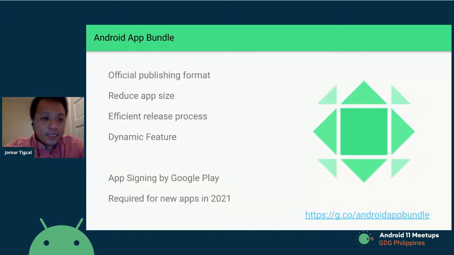So right now, you can publish Android applications with App Bundle and APKs, but starting next year, they're going to require it for new applications. So I don't know when they'll be going to require it for existing applications. So we'll find out soon, I guess.